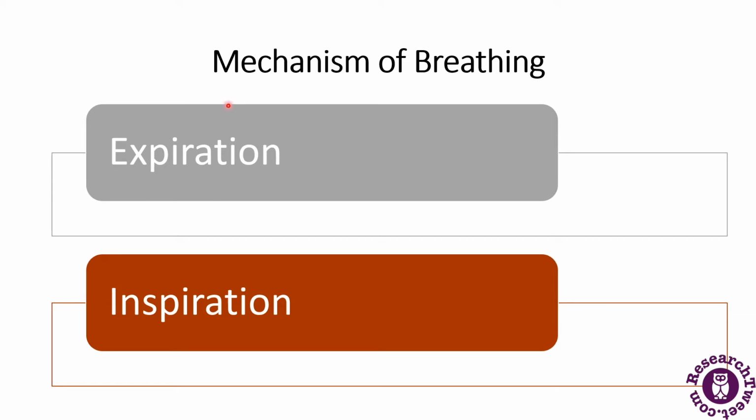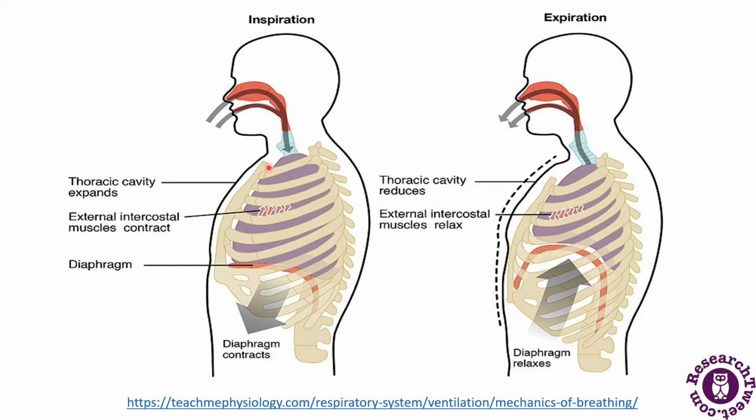Now the mechanism of breathing has been divided into two phases, that is expiration and inspiration. We will be discussing each of these mechanisms in detail. First we will start with the inspiration part and then expiration. Inspiration is initiated by the contraction of the diaphragm, which increases the volume of the thoracic chamber in the anterior posterior axis. This is the diaphragm which is represented here. It contracts.